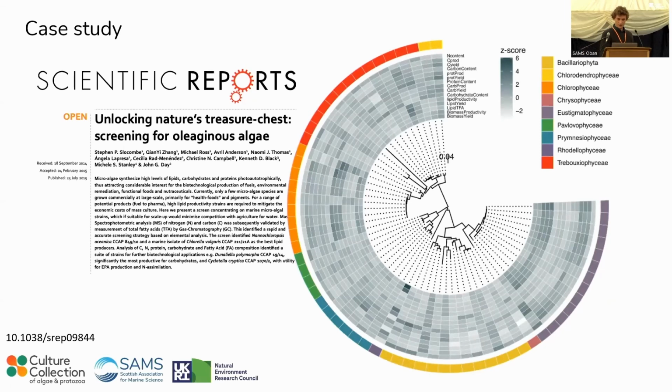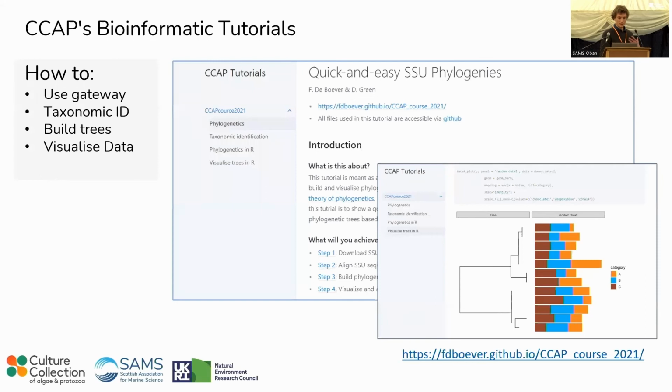This might look scary for you, but that's why we started implementing a lot of these techniques as a set of tutorials. These are also freely accessible. I'm going to link them back on the gateway themselves. But basically, they contain information on how to use the gateway, how to taxonomically identify your organisms or your sequences, how to build phylogenetic trees, how to visualize data, and how to combine trees and other data types. So all these tutorials are available, and we are planning to make more in the future.